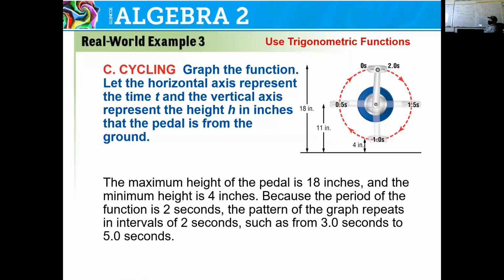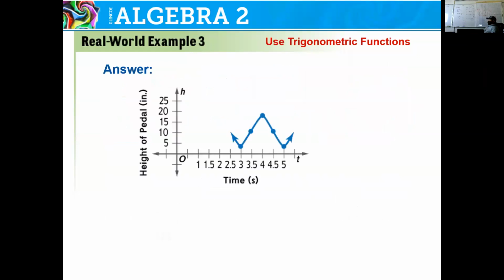So the maximum of the height of the pedal is 18 inches. The minimum is 4 inches because the period of the function is 2 seconds. The pattern of the graph repeats itself in intervals of 2 seconds, such as from 3 seconds to 5 seconds. So that's the period that they chose.